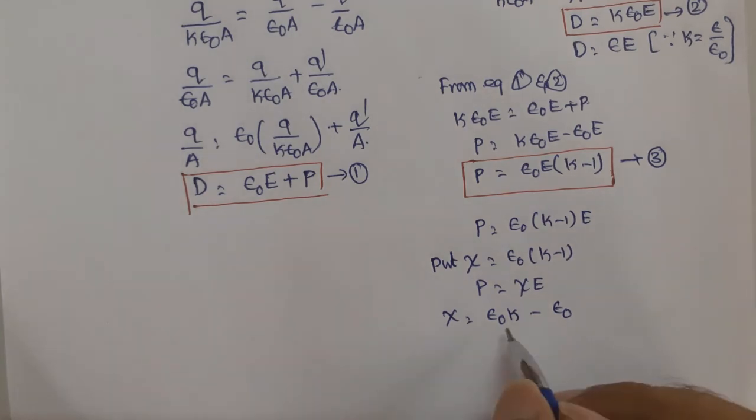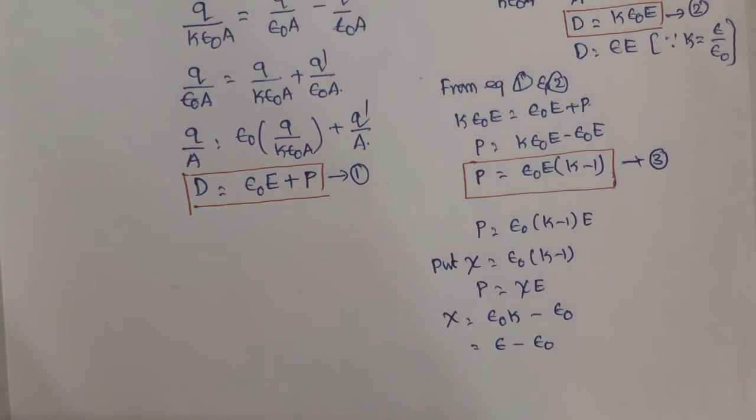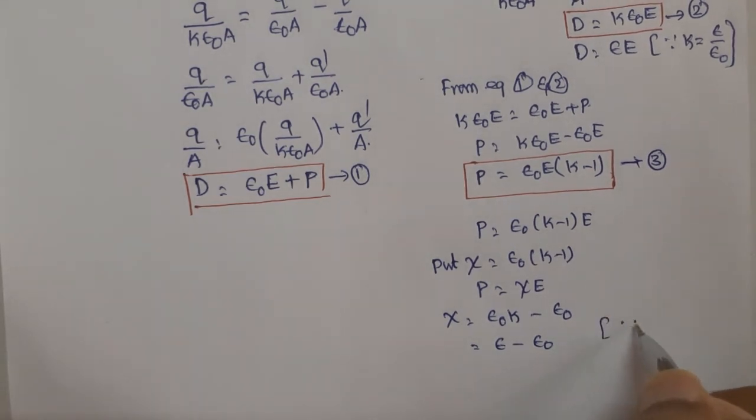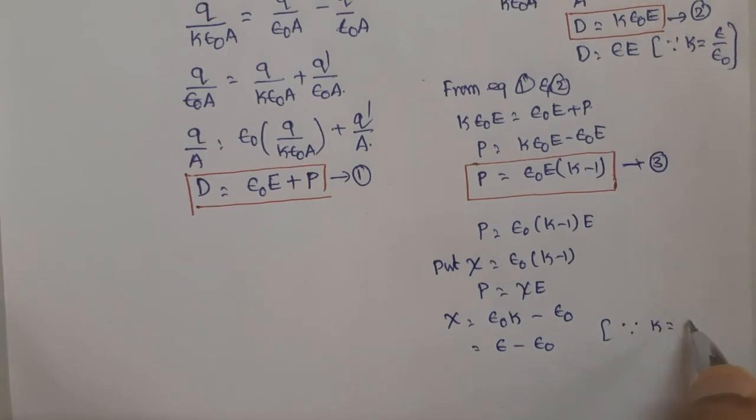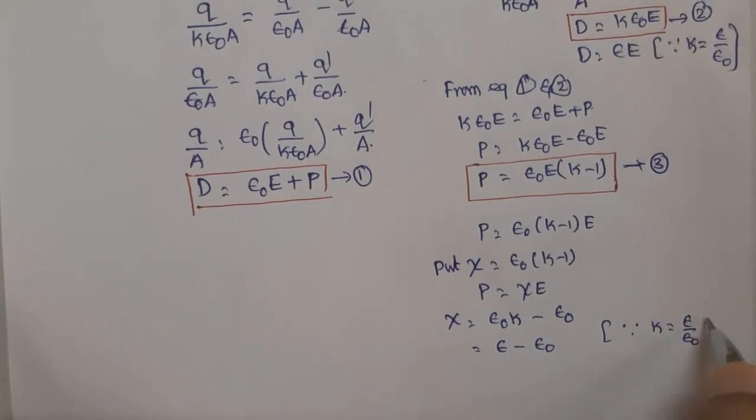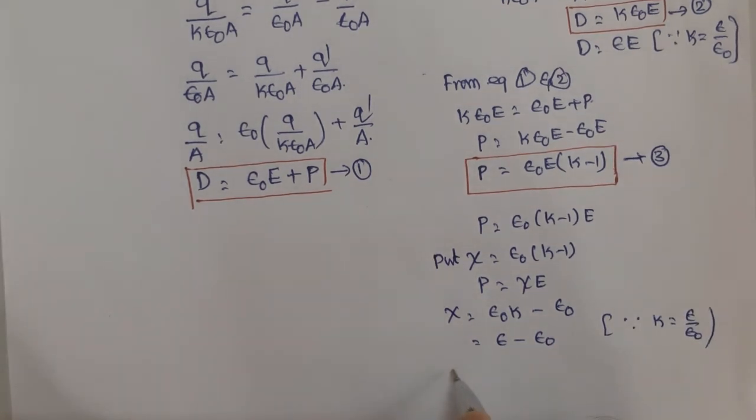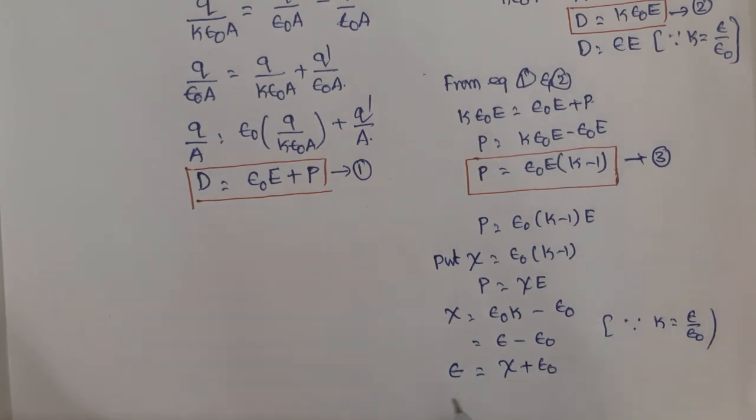Now from this, epsilon naught K is equal to epsilon. Therefore, you can write this as epsilon minus epsilon naught, since K is equal to epsilon by epsilon naught from the definition of dielectric constant. Or you can write that epsilon is equal to xi plus epsilon naught. This is another relation.